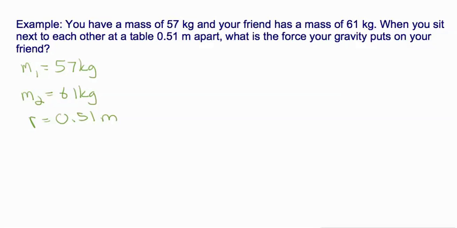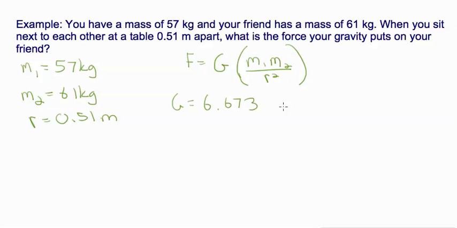The equation to calculate the gravitational force between two objects is the gravitational constant times m1 m2 divided by r squared. And our gravitational constant should be 6.673 times 10 to the negative 11 newtons times meters squared divided by kilograms squared.